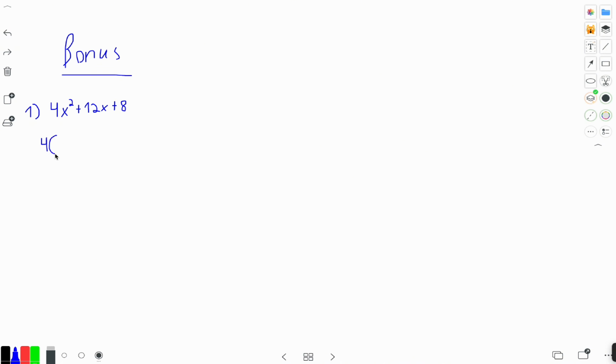And if we take 4 out, we're going to be left with x squared plus 3x plus 2. And if we distribute the 4, we're going to get back our original expression back. Okay, now let's factor this trinomial. So since the leading coefficient is 1, we can use our little shortcut and we don't have to actually split the middle term or anything.